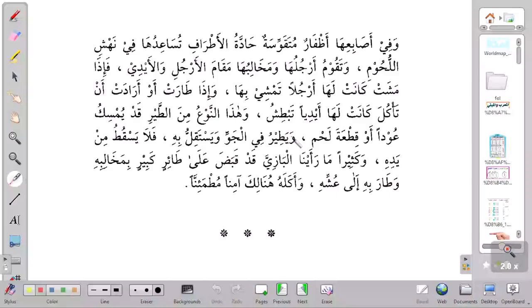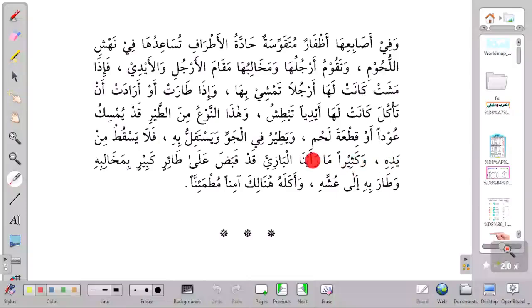ويطير في الجو ويستقل به, and then it flies into the atmosphere. يطير في الجو, it flies into the atmosphere, ويستقل به, and holds onto it. So it can hold a stick or a piece of meat, and fly into the atmosphere and still hold onto it. فلا يسقط من يده, and it won't fall from its hands.